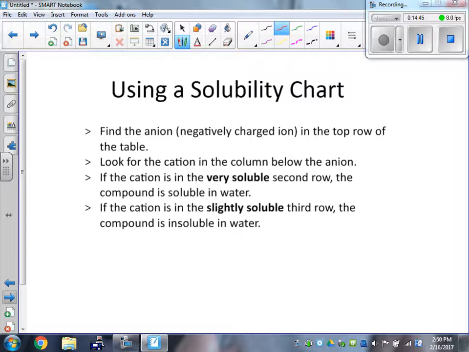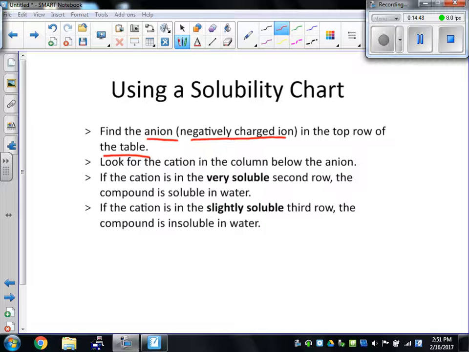Here's what we're going to do. I want you to find your periodic tables. Listen. You will find the negative ion across the top, and you will look for the cation in the column below the anion. Here are the negative ones. They'll either be in here or in here, so you have two options. We'll do some together.